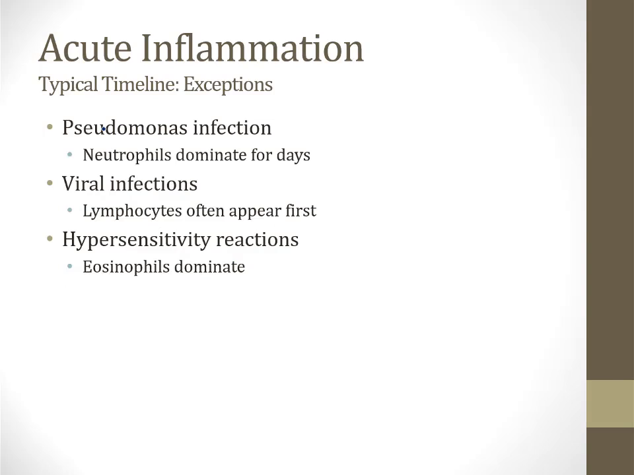Now, what I just showed you is the typical time frame for acute inflammation, but there are exceptions, and I've written a few of these on the slide here. Pseudomonas infection is famous for having neutrophils that dominate for days. In viral infections, lymphocytes are often the first cells to appear at the site of inflammation. And then in hypersensitivity reactions, as you may know, eosinophils dominate and play a very important role.